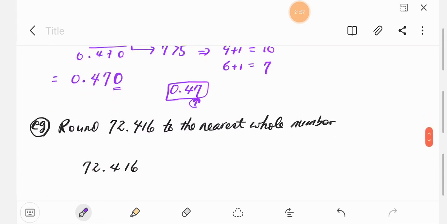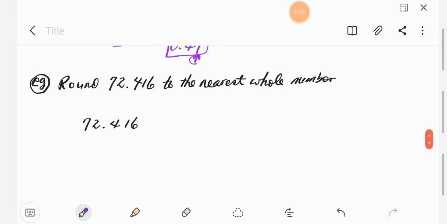Alright, then let's do this one. Next example. Round this number to the nearest whole number. What do you mean by whole number? Whole number is all the way up to what? One's digit, isn't it? One's digit. So this is the whole number part. So the given place value should be the one's digit.